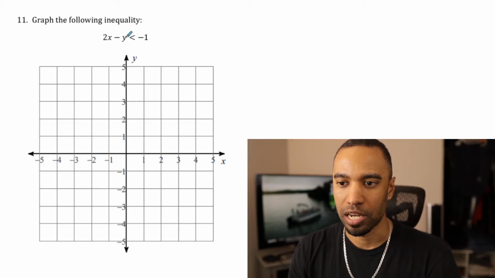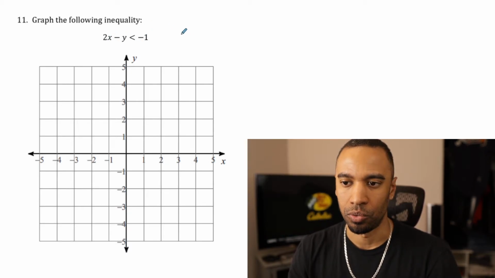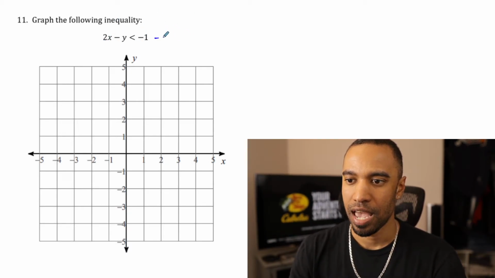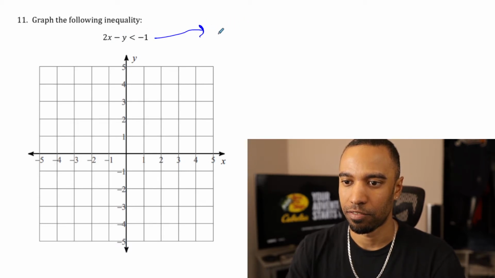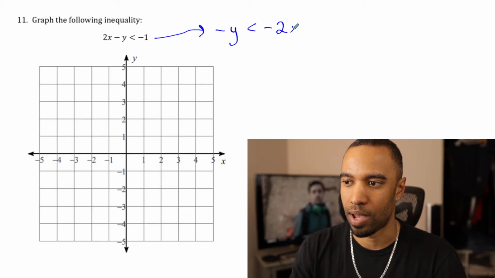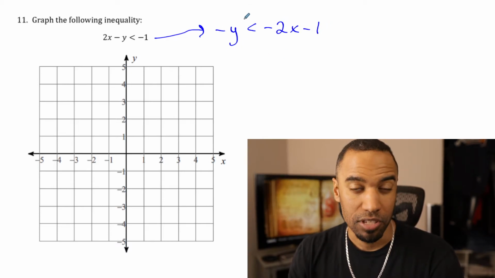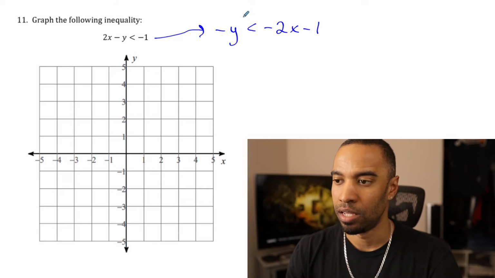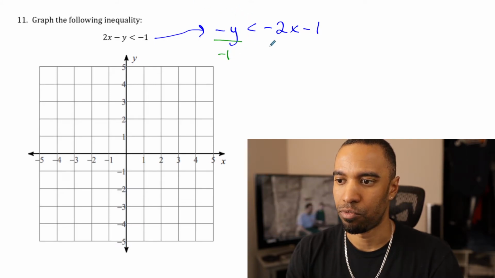I would not graph this in standard form because I don't want to divide 1 by 2. So I'm going to go ahead and get y by itself. In doing so, if I subtract 2x from both sides, -y is less than -2x minus 1. I have to get y by itself. It can't say -y. So I'm going to divide everything by -1.